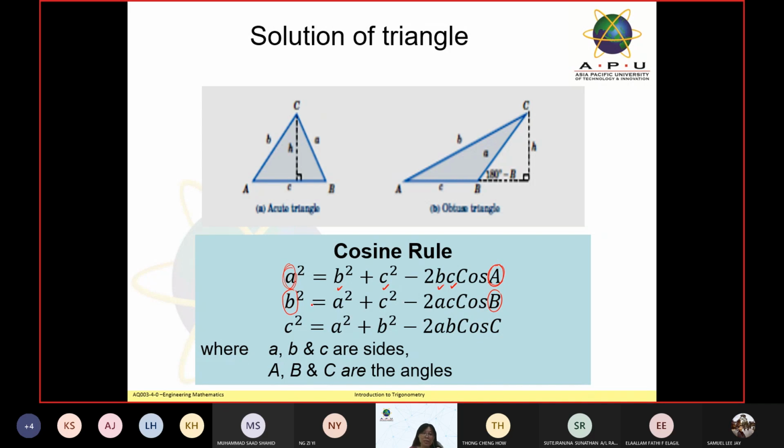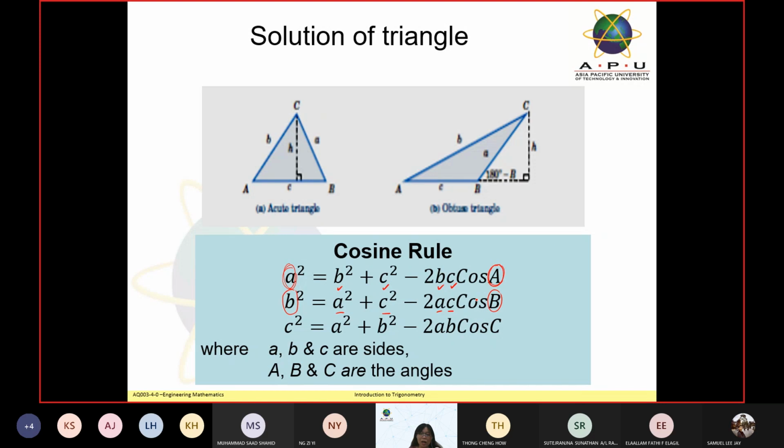So b squared equals a squared plus c squared, minus 2ac cos B. Can you see a and c? Then c squared is a squared plus b squared, minus 2ab cos C. So this is the cosine rule.